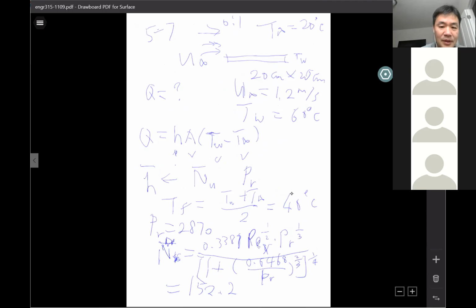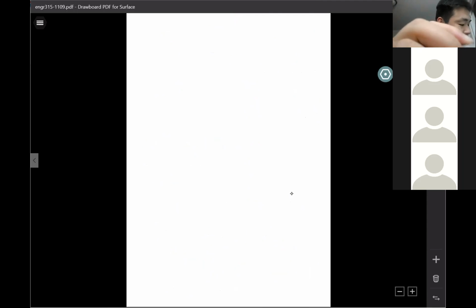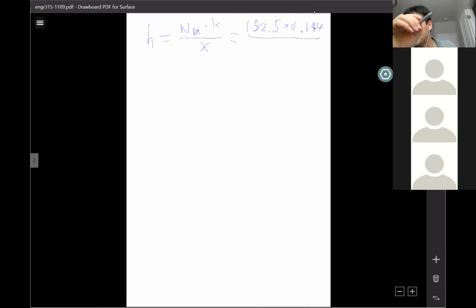So what's next? h equals your Nusselt number at the end times k divided by x, the length, right? So 152.2 times 0.144, which is the property. At least for this problem, the film temperature is certain, so we don't need to iterate, right?